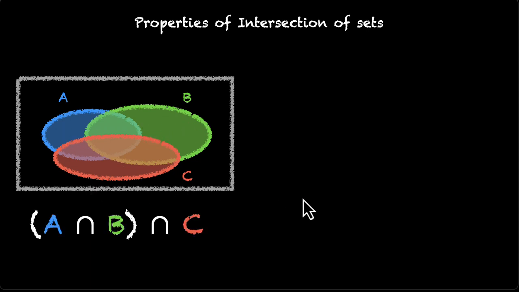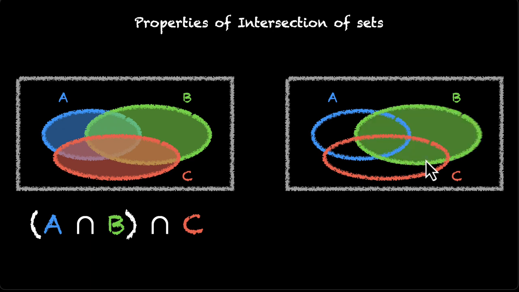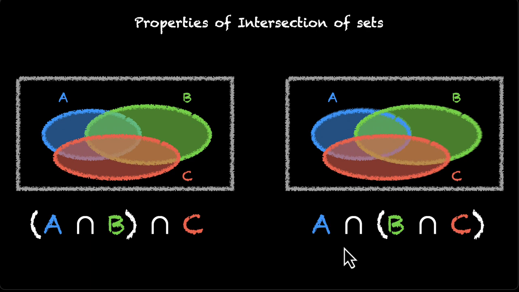And if you change the order, let's say if you first take the intersection of B and C, we get this region and we intersect this with A. So A intersection this intersection will give us again this middle region. This will also give us the same thing. So A intersection B intersection C is the same as A intersection B intersection C. These two are the same. This is called the associative law.